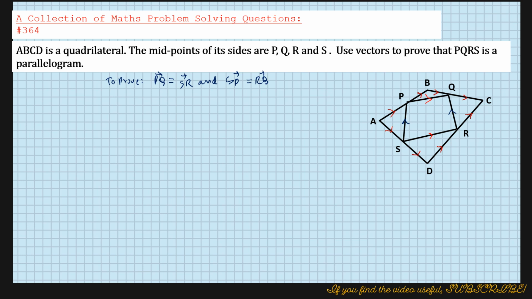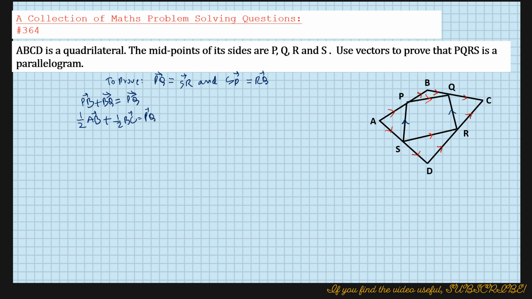Let's start building our proof. We first write PB plus BQ, they're all vectors, that would equal vector PQ. Therefore PB can be written as half of AB, plus BQ can be written as half of BC, and that equals PQ.